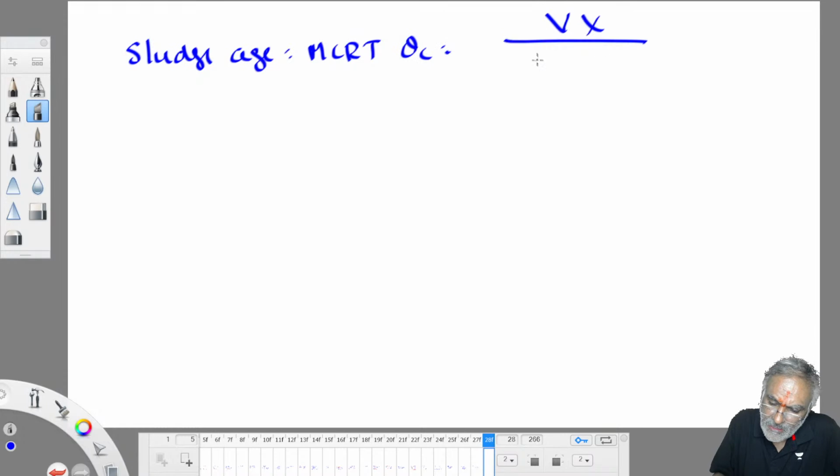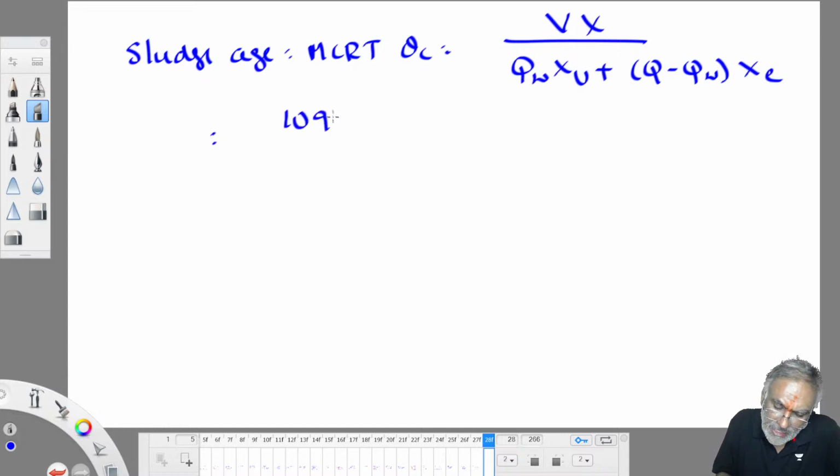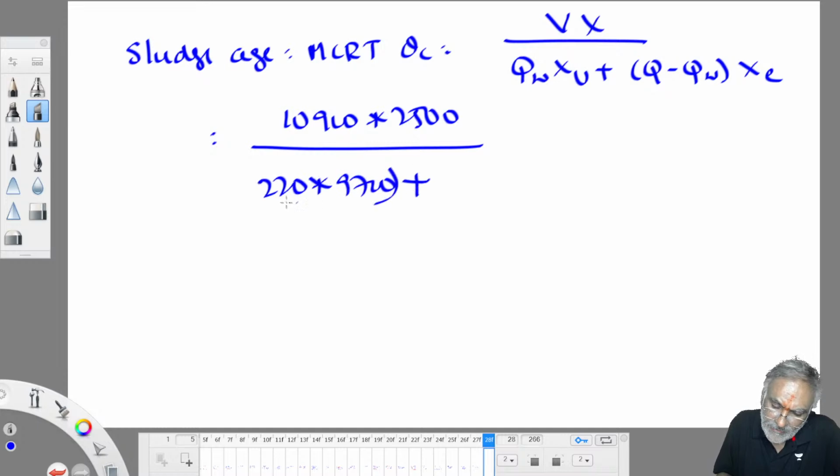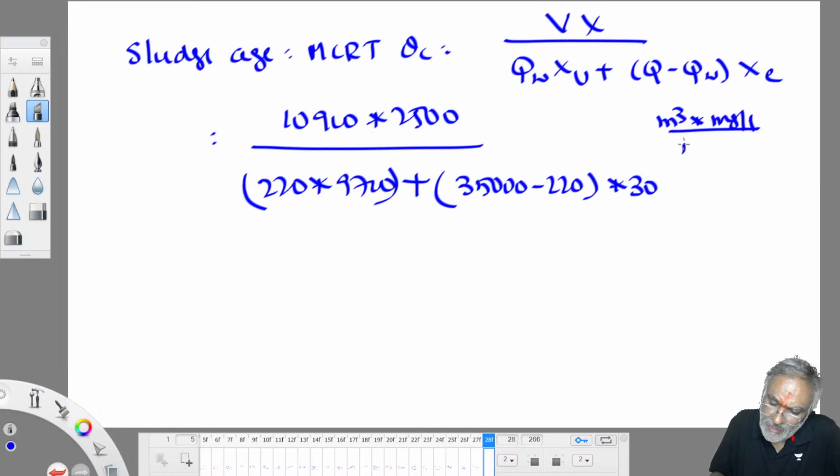Is V into X by QW into XU. Most of the times QE will be given. Then we write QE in terms of Q and QW. So 10,900 into 2,500, QW is 220 into 9,700 plus 35,000 minus 220 into 30. So it is meter cube into milligram per liter by meter cube per day into milligram per liter. We get answer in days.